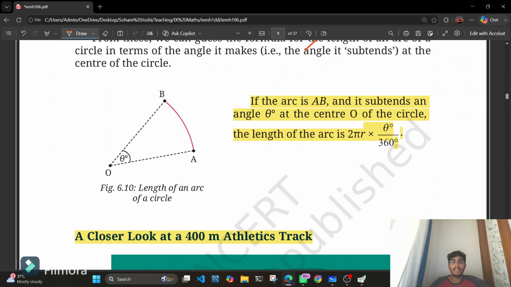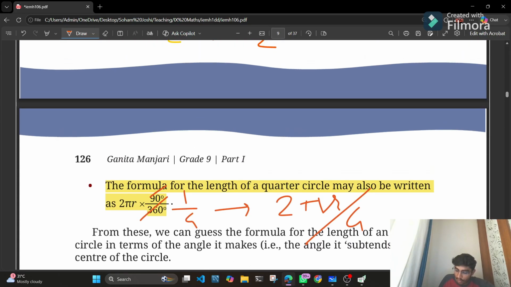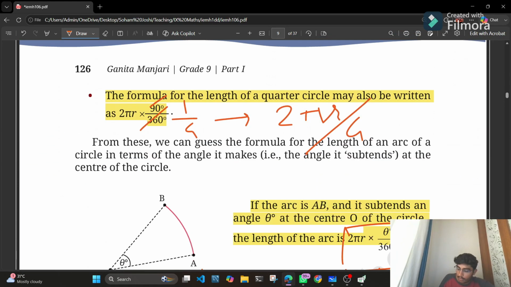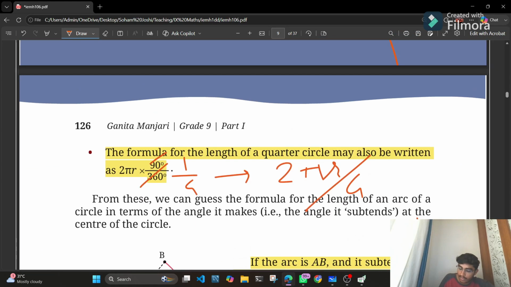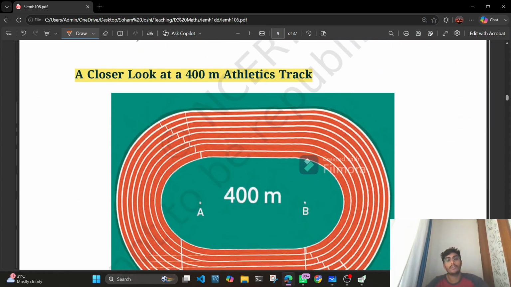If the arc is ED and it subtends an angle of theta at the center O of the circle, then the length of the arc is 2 pi r into theta upon 360 degrees. This is also a formula that you need to understand. For this case, you know that it is a semicircle. If I draw a semicircle, we know that the angle is 180 degrees. So just substitute this into this formula, and you'll get the same expression as this. I hope that is understood.